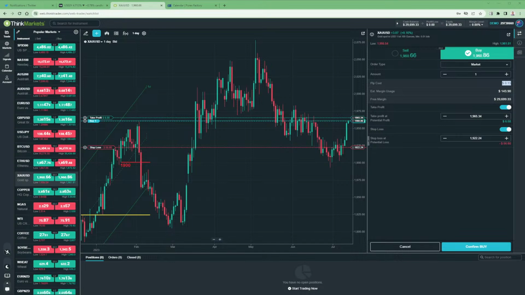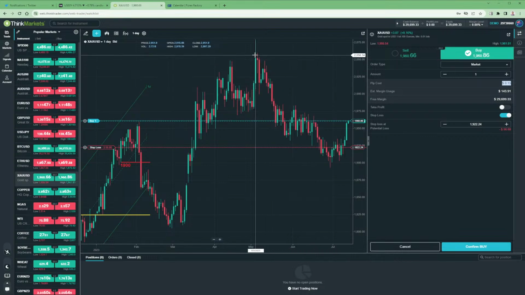I'll take the profit off because I don't want to set that. I mean, you could set, for example, a profit target somewhere up towards that point of supply around 2073. That's your choice. I'm not going to do that. I'm going to play it by ear and let the candles tell me when it's time to get out. Okay, so I'll leave that one off. I will leave the stop loss on because I want that peace of mind.